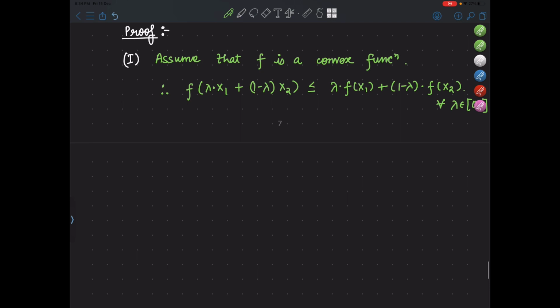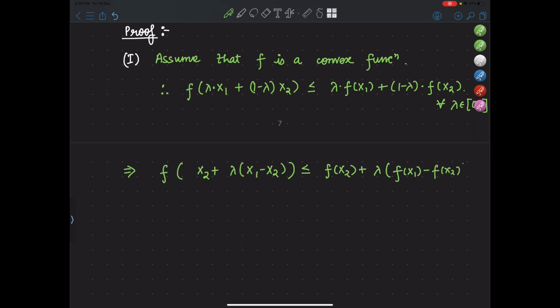We can rearrange the terms and write it as f(x2 plus lambda times (x1 minus x2)) less than or equal to f(x2) plus lambda times (f(x1) minus f(x2)). This is just the rearrangement of terms. You can verify that.